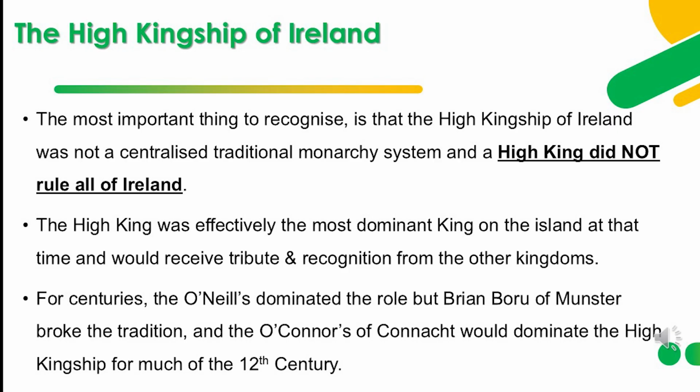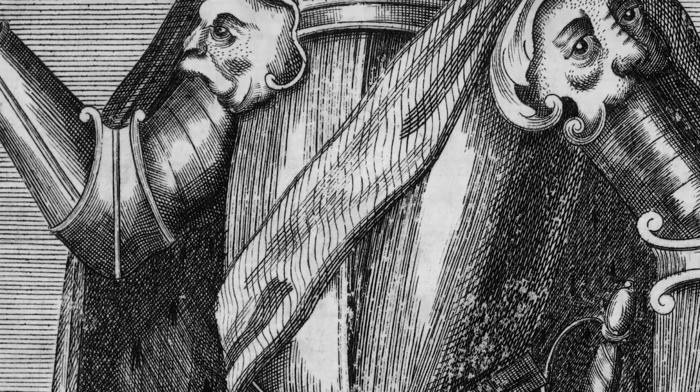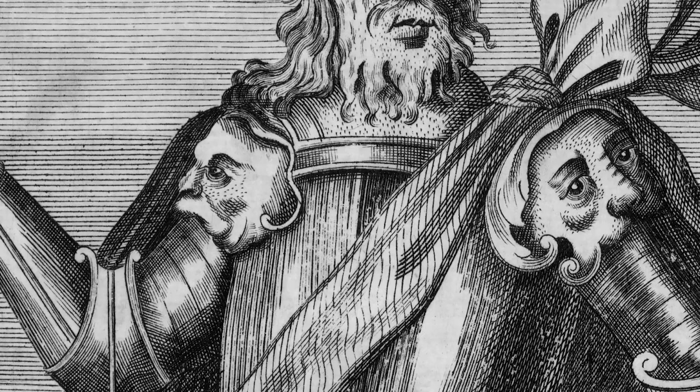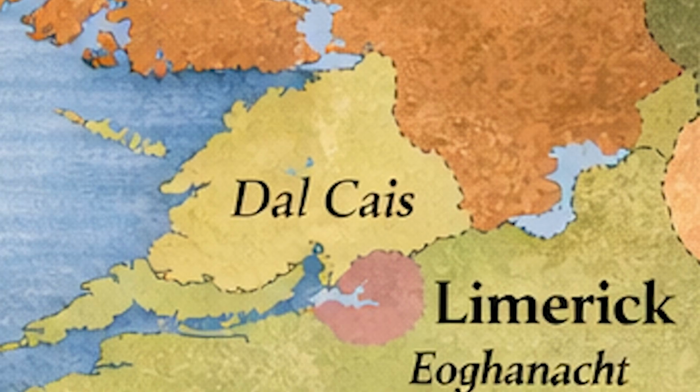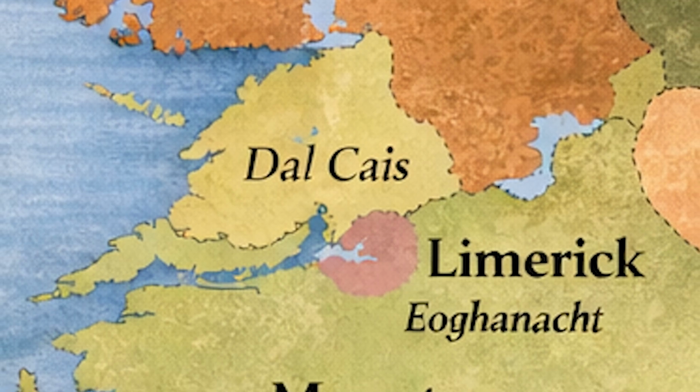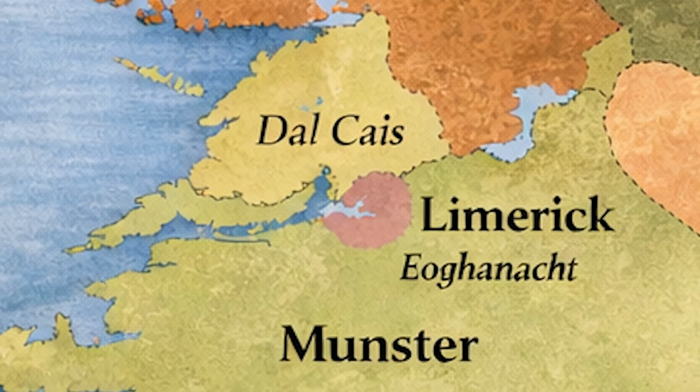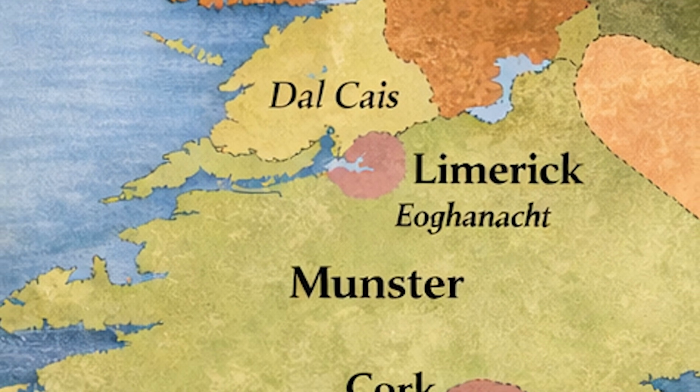And for centuries, the O'Neills, the Northern O'Neills, and the Southern O'Neills too, dominated the role. But Brian Boru, who we mentioned in our class on Viking Ireland, was one of the first to break that tradition. He came from Munster and established himself as one of the most powerful High Kings ever. Some sources even describe him as Emperor of the Irish.